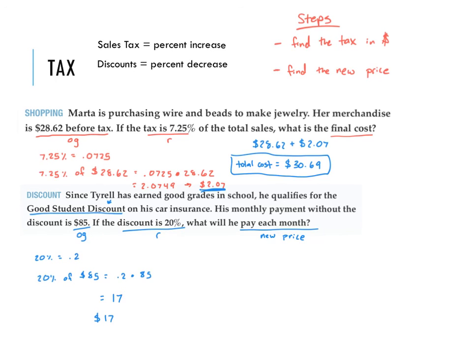This is my discount. So to find the new price, I need to subtract my discount from the original amount, which means I'm going to have $85 minus $17, and that's going to give me 68. So the total price with discount, Tyrell is paying $68 on car insurance.